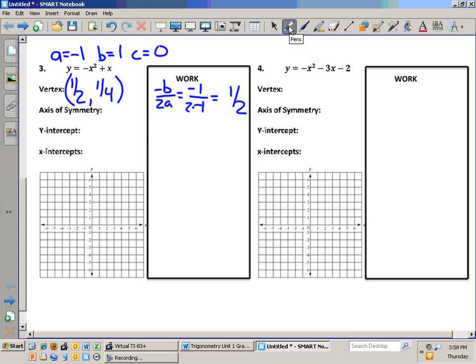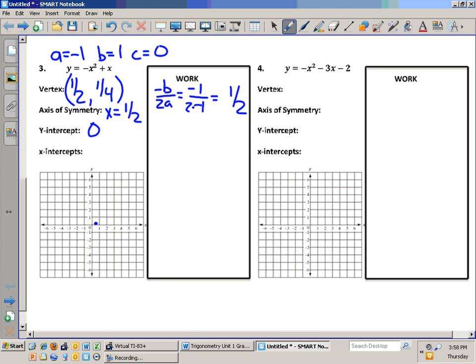I have my vertex, axis of symmetry x equals 1/2, and the y-intercept in this case is 0. So I could plot my coordinates 1/2 and 1/4. Wow, that's kind of difficult to see, but that's where it sits.